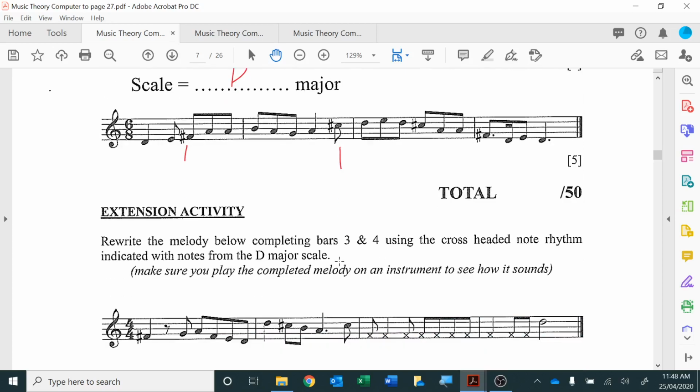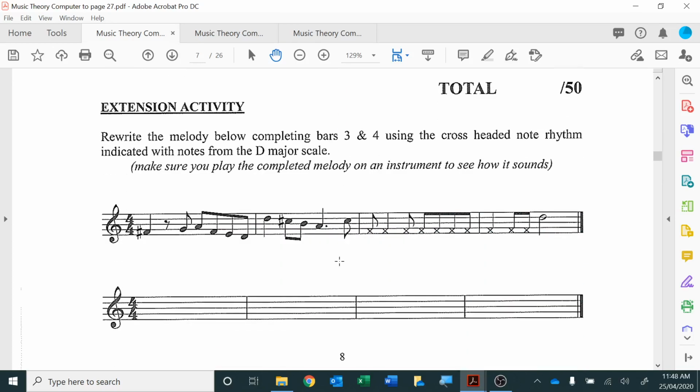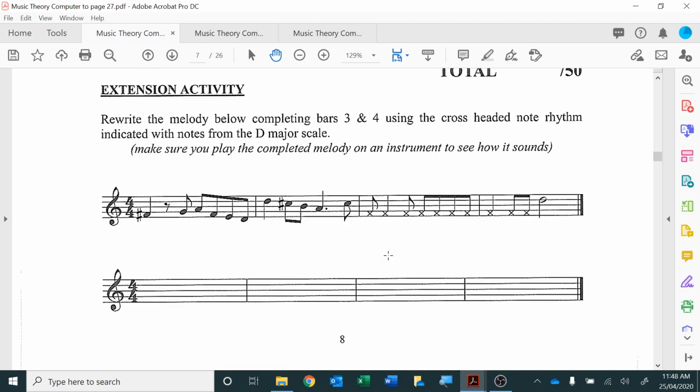Okay, and then rewrite the melody below, completing bars 3 and 4 using the crotchet note rhythm indicated with notes from the D major scale. So we need to rewrite this. I'm actually not going to do it, you just make sure it's exactly the same, make sure the notes are in the same spot there, but I'm going to complete this.